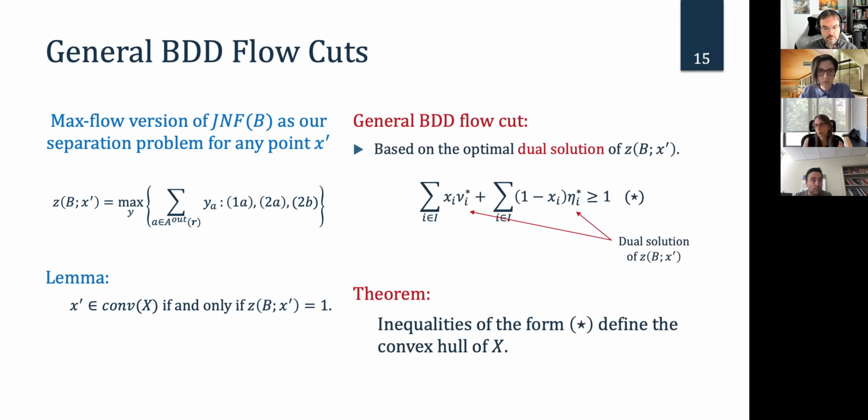And to remove it, here again I'm being very general, we get the dual solution of this problem. This is the form of the cut that we get using these Greek variables that are the dual solutions. And the nice thing is that we were able to show that this type of inequalities define the whole convex hull of X. So our cuts will define the convex hull, so they're going to be quite strong.